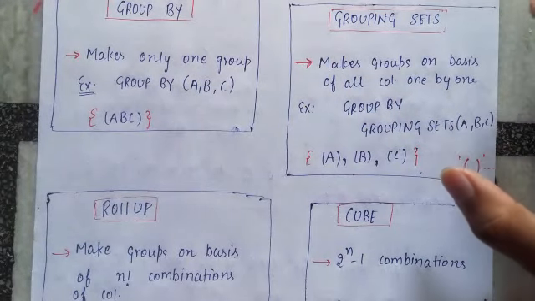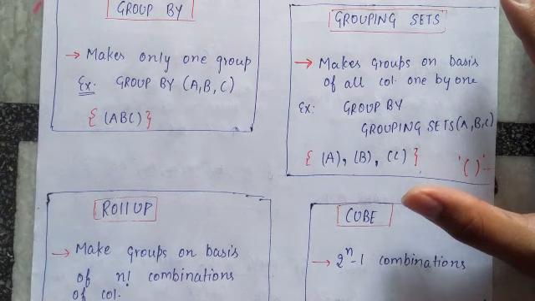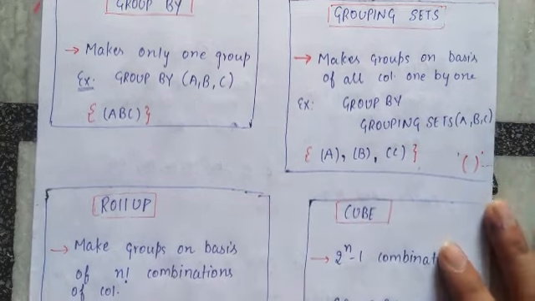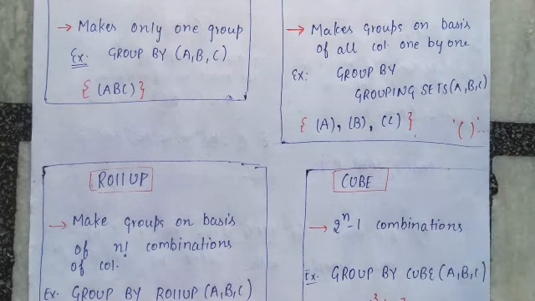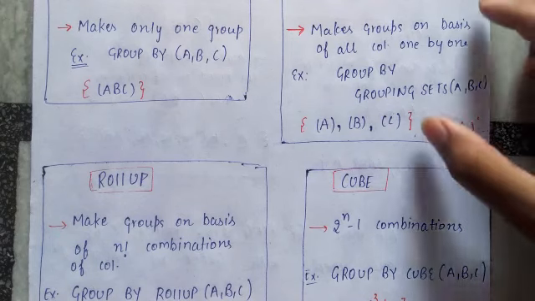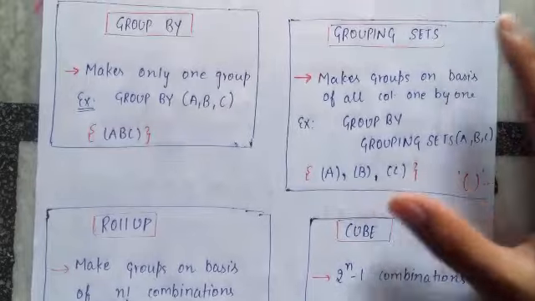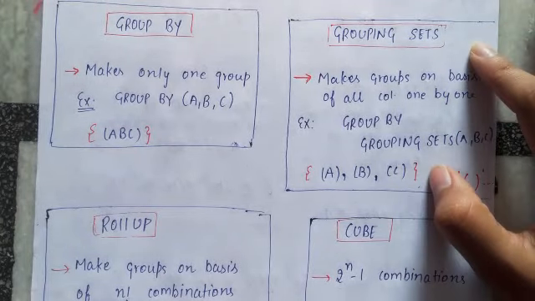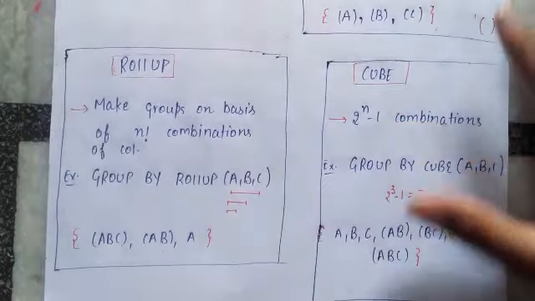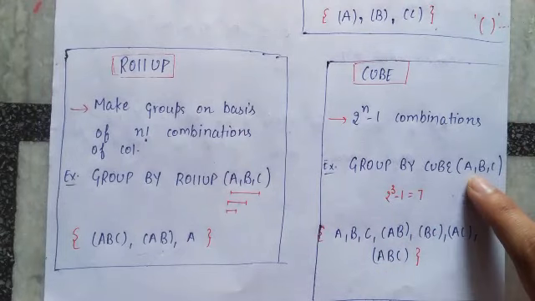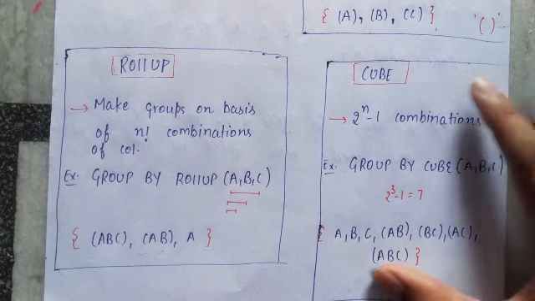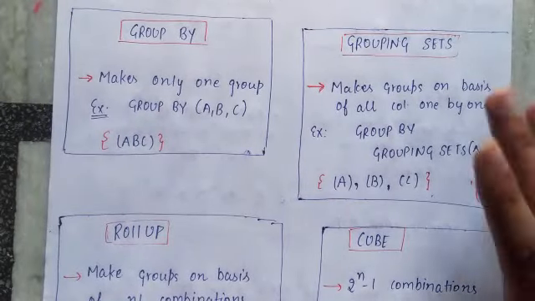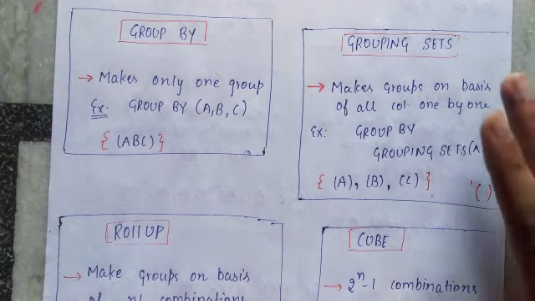So this is the basic difference while using all these. If you know this difference, when we have to use any of these, we can easily use them on the basis of their use. If we want to group the table on the basis of specific columns, we have to use grouping sets. If we want to find the total of all the combinations of the columns, so we will group the data on the basis of all the combinations, we will use this cube. So this is the basic difference between all these four commands of group by.